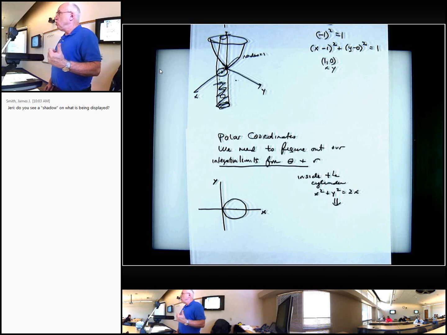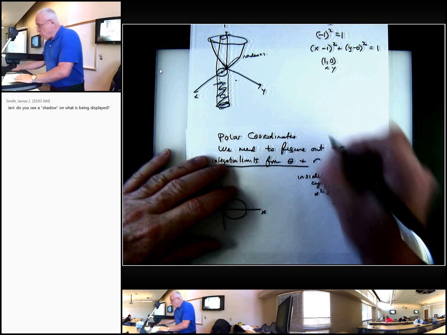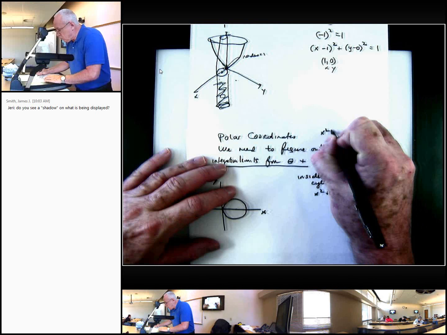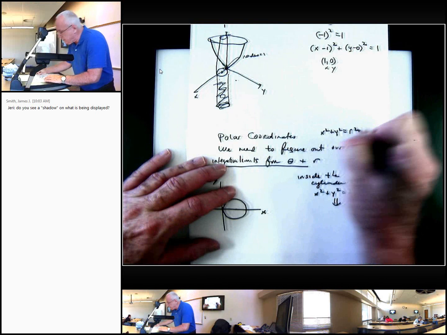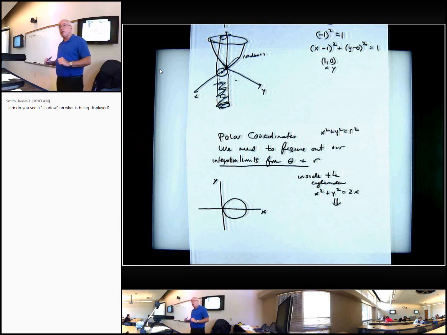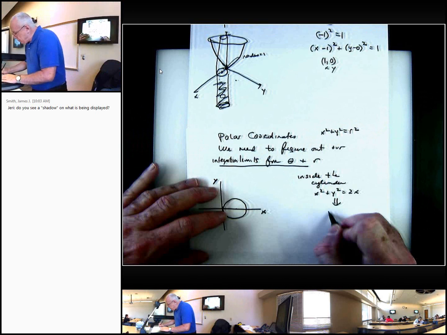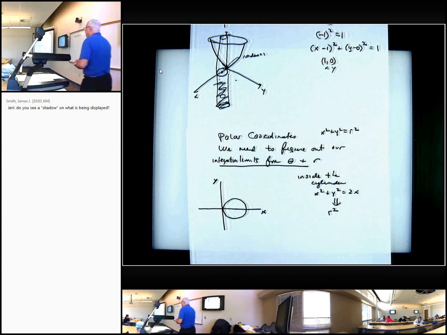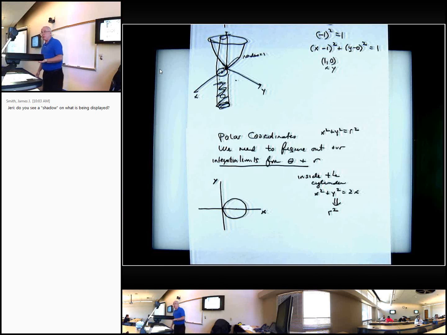R squared, right? Remember, x squared plus y squared, Pythagorean theorem, equals r squared. So I'm going to replace x squared plus y squared on the left with r squared.